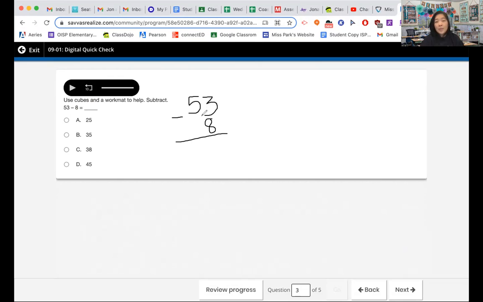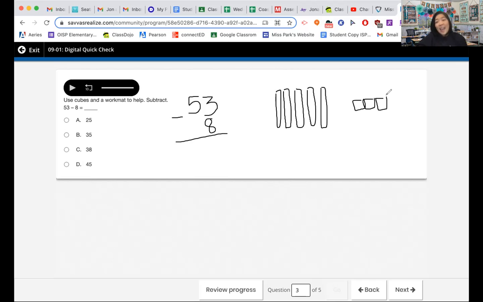So how many tens are in the number 53? 5. Very good, guys. 1, 2, 3, 4, 5. Draw that in your journal, notebook, piece of paper, scratch paper, or whiteboard. And then how many ones do we have in the number 53? 3. 1, 2, 3.